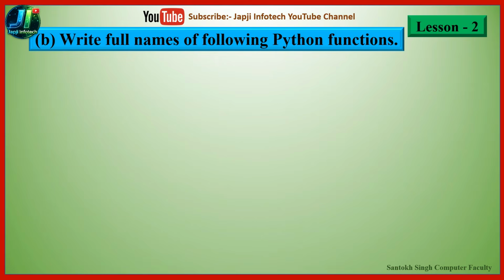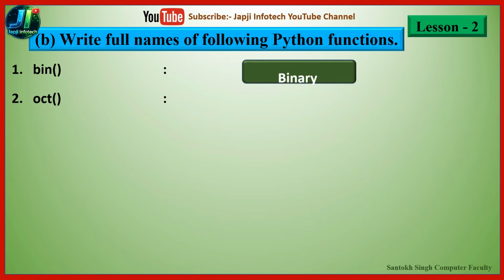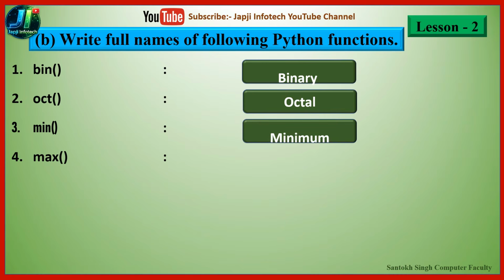So now in this part we will study full names of the following Python functions, in which first one is bin function, which stands for binary. Second one is oct function, stands for octal. Third one is min function, stands for minimum. Fourth one is max function, stands for maximum.